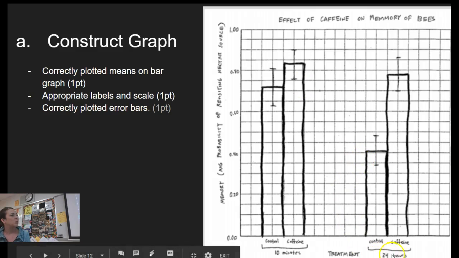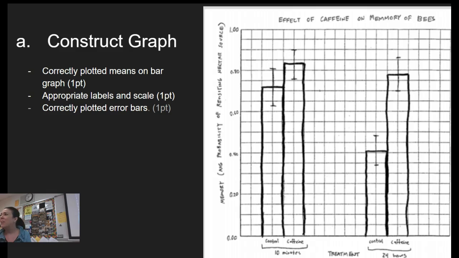But down here at 24 hours, looking at the control group compared to the caffeine group, there is a very big difference. So between these two bars, I can say that bee memory does not seem to have any impact with caffeine at 10 minutes. However, those exposed to caffeine have an increased memory after 24 hours compared to the control group. Does that make sense? Okay. So whenever you look at graphs, sometimes if you don't have to make a graph, you might have to interpret it.